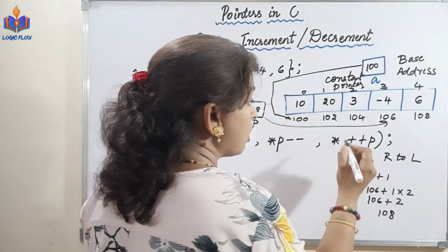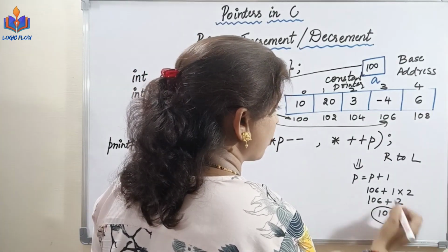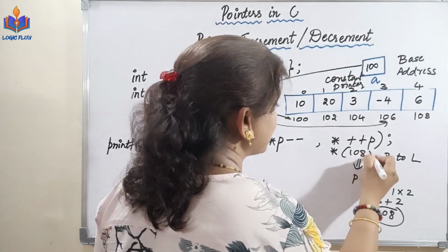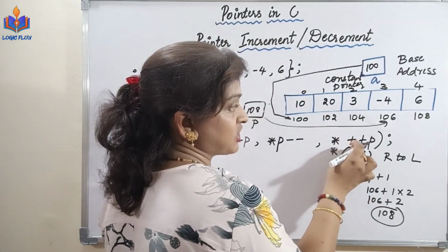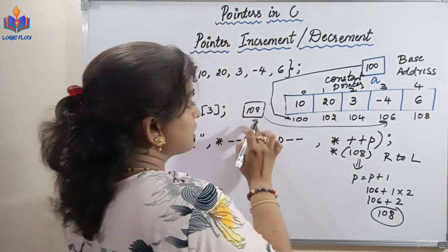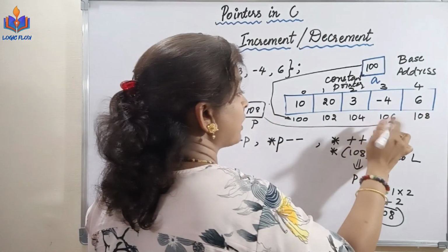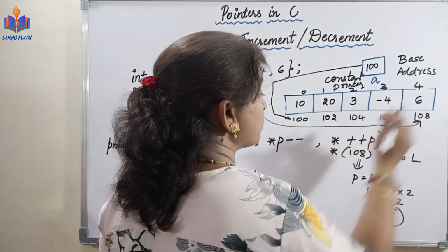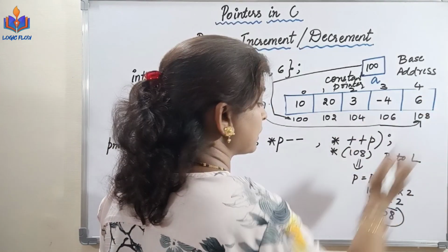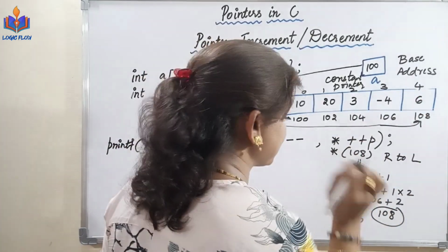Okay. So what is the p value? It is 108. When I say asterisk plus plus p, asterisk 108, do the incrementation first. That we have done. Then fetch the value at that location. What is the value at the location? It is pointing to 108. So when I say asterisk 108, it is going to print 6. So the answer for this will be 6.